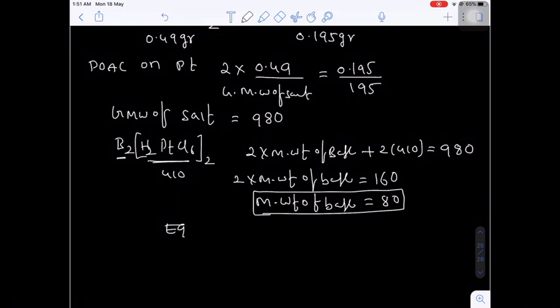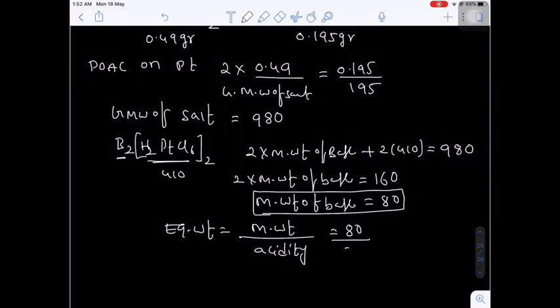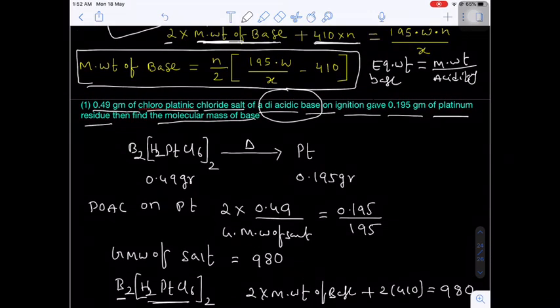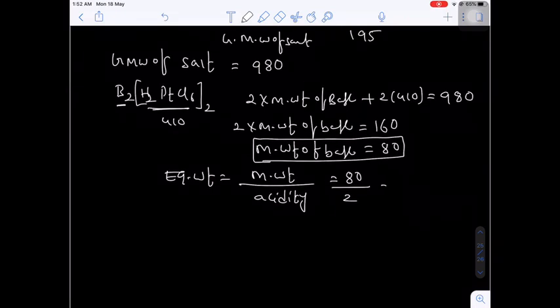If the question asks to find the equivalent weight, then we can find molecular weight by acidity, that is the n factor. Molecular weight is 80, n factor 2. In the question it is given diacidic base, so n factor will be 2, so that is 40. So this is the direct concept question.